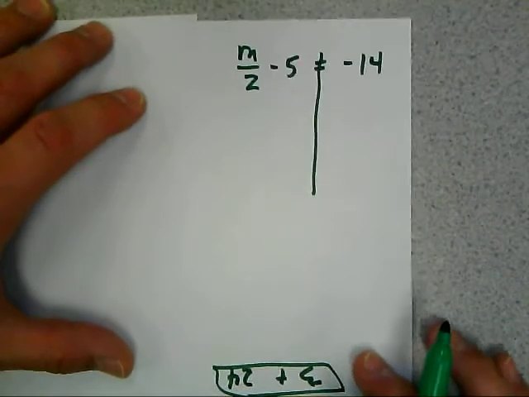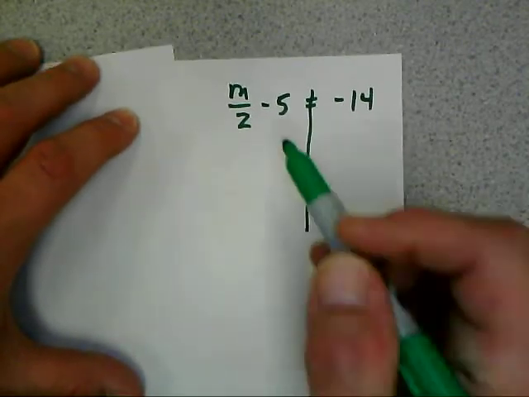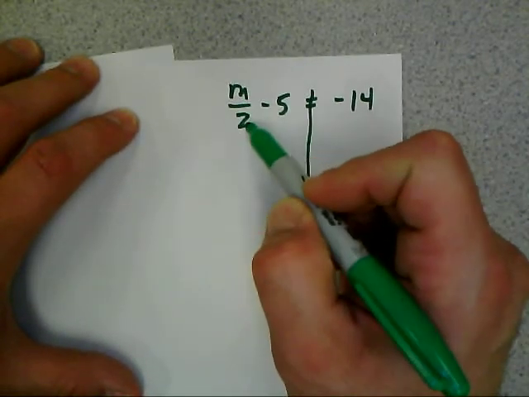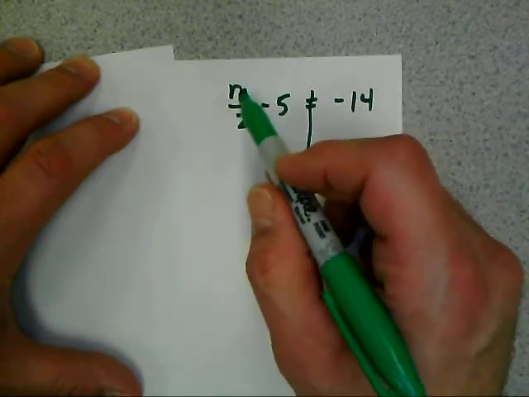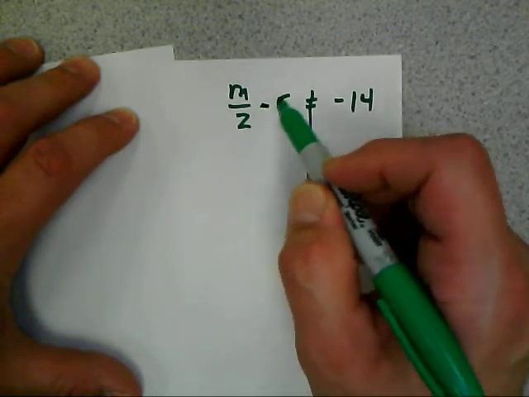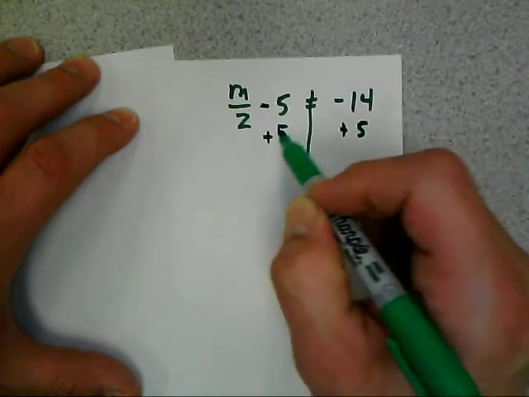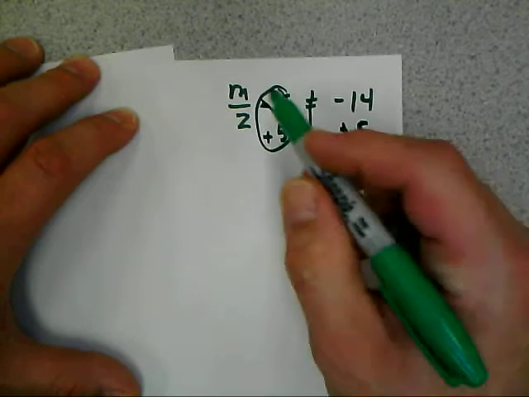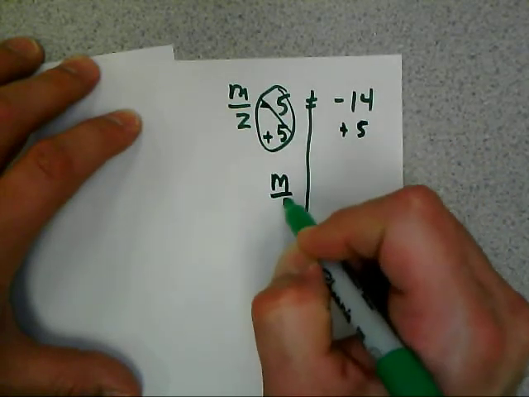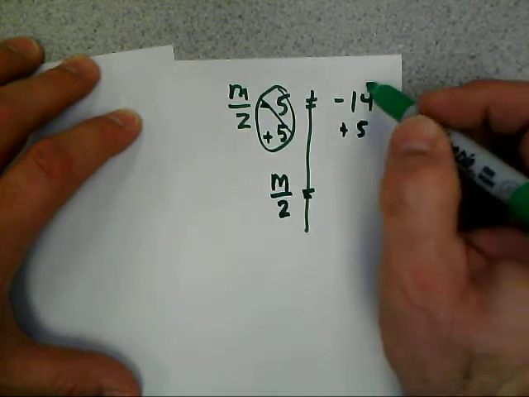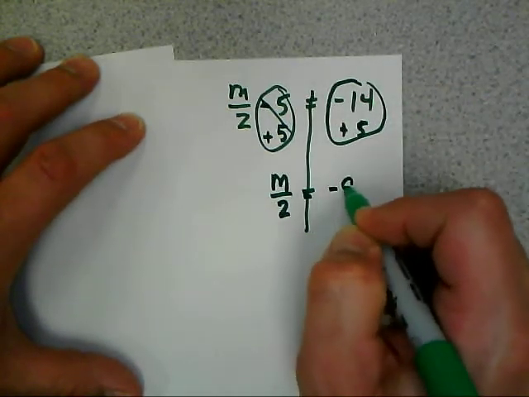Here's this one. Some of you get a little confused on this at times. But it's the same thing. We have m divided by 2. We have m minus 5. So what do we want to do? We want to go ahead and get rid of what's added or subtracted. Well, it's that minus. So since it's minus 5, we're going to add 5. And what we do on one side, we do on the other side. They're opposite operations, so they're gone. We are left with m divided by 2. And negative 14 plus 5 is negative 9.